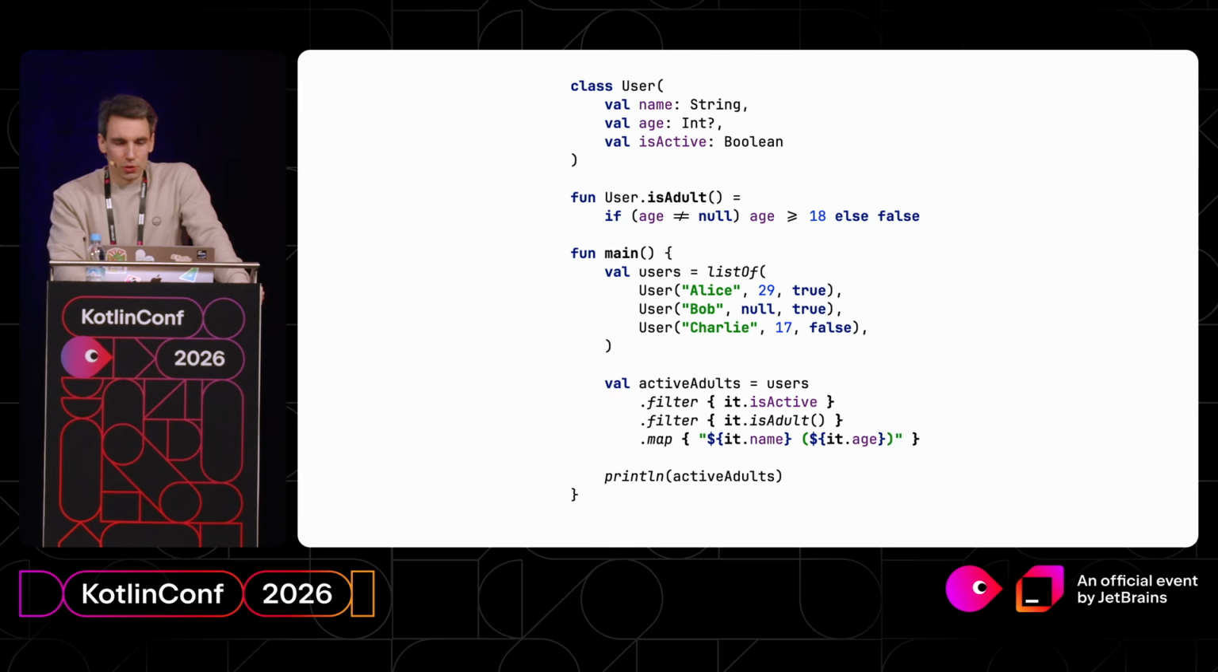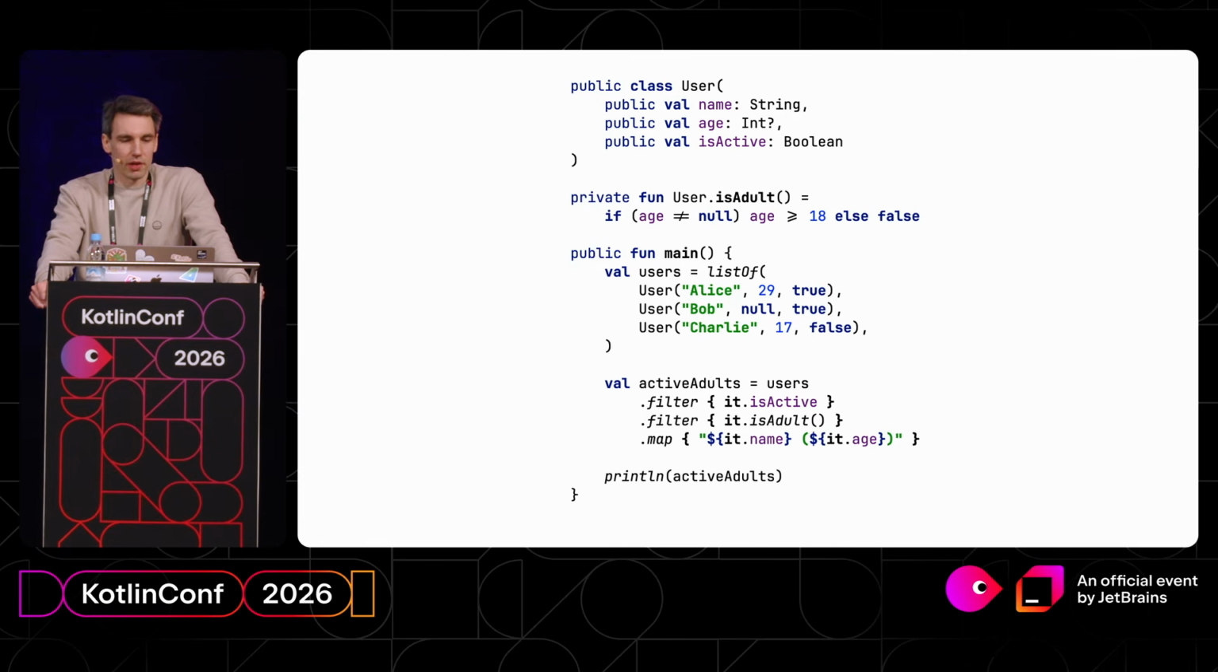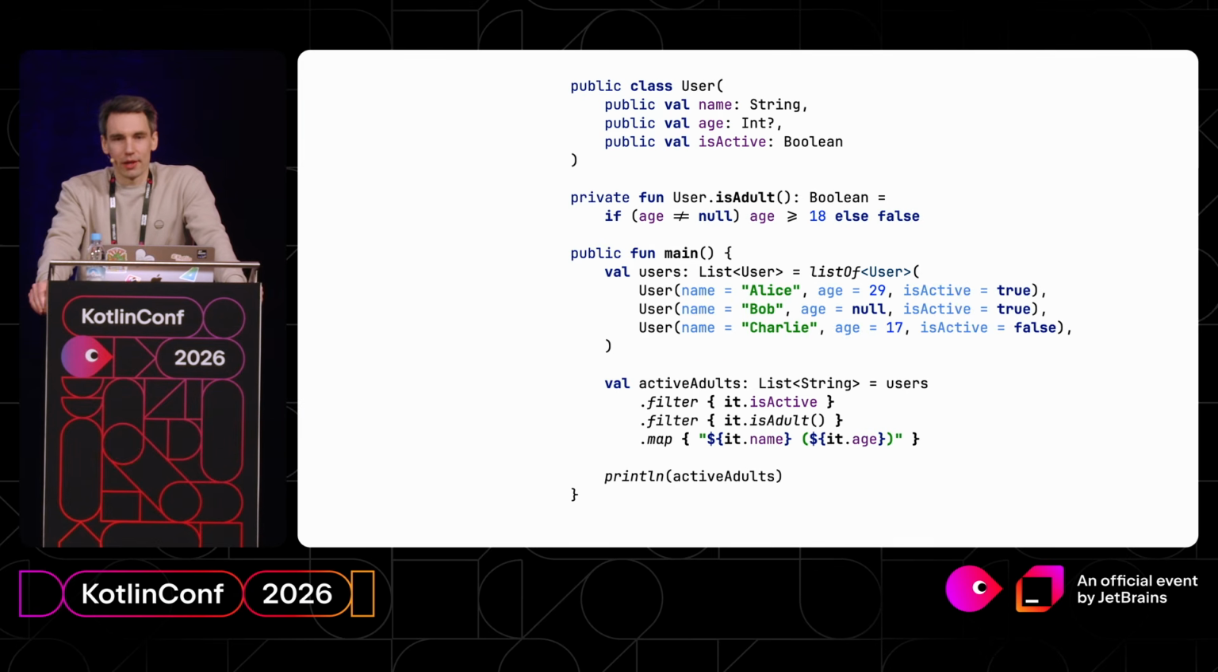And to show you where these defaults are hiding, we can add, of course, visibility to our functions, like public or private. We can add the return type for the function isAdult. We can specify types for our properties, for our variables. We can use the full form and provide arguments in named form.